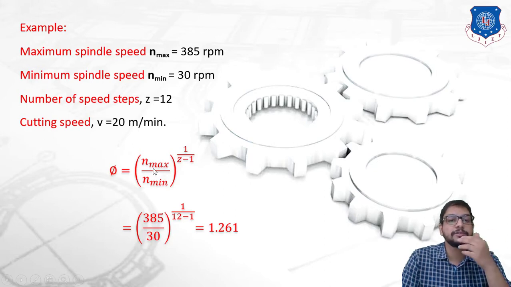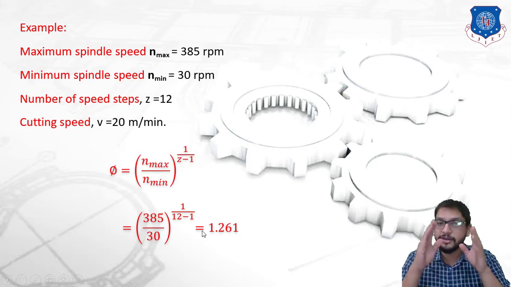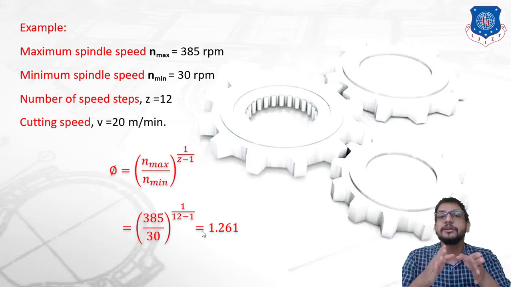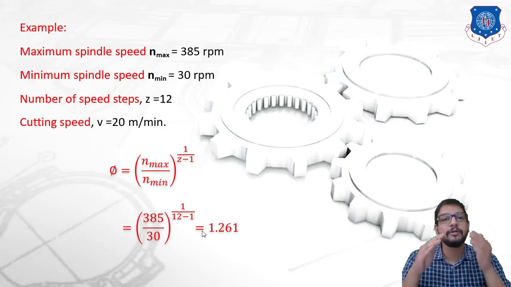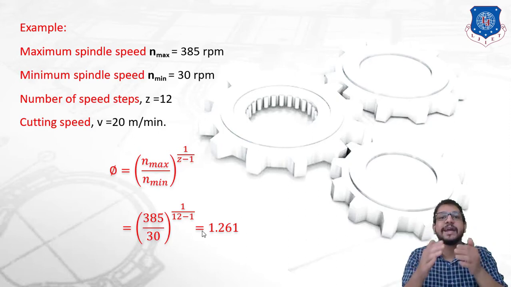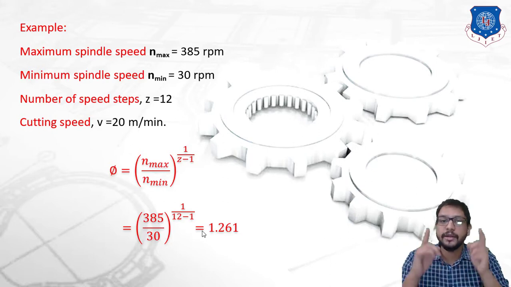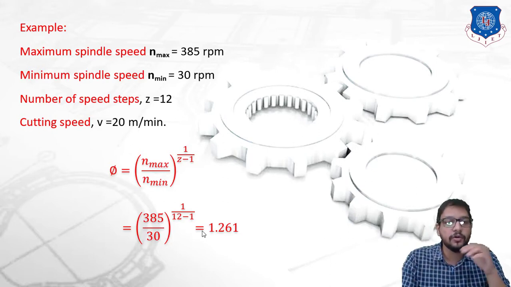We have seen previously, n max by n min is what? It is the range ratio, Rn. So n max is given in the data, that is 385, and n minimum is given, 30. So the final gear ratio we have obtained is 1.261. And remember, in our geometric progression law, this gear ratio is going to remain constant in every step. Whenever we shift from first speed to second, second to third, third to fourth, this phi is going to remain constant. Remember that.